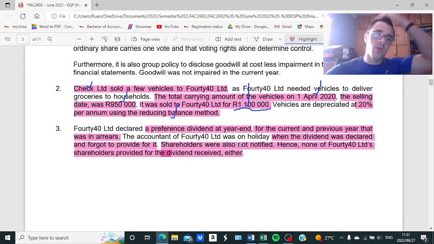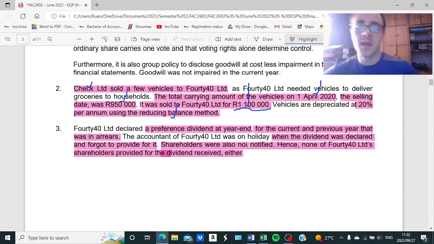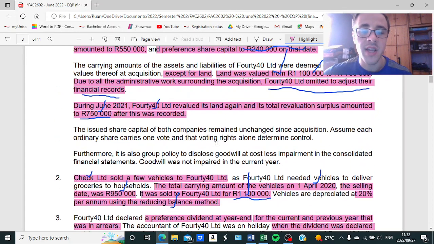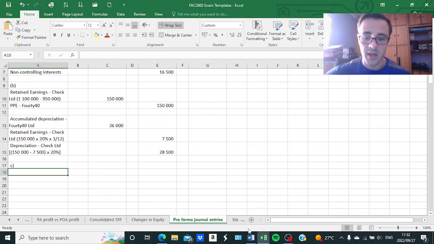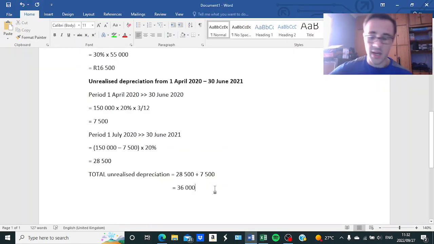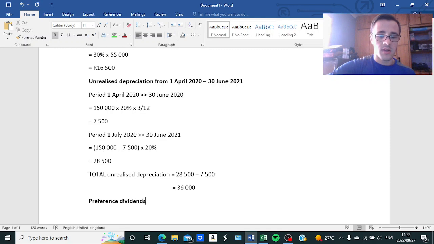Okay, so in other words, 4040 Limited must still account or record the dividends payable to non-controlling interests. All right. Now, first we need to work out the total value of preference dividends that will be paid. Okay, so your preference dividends. So how do we actually calculate preference dividends?